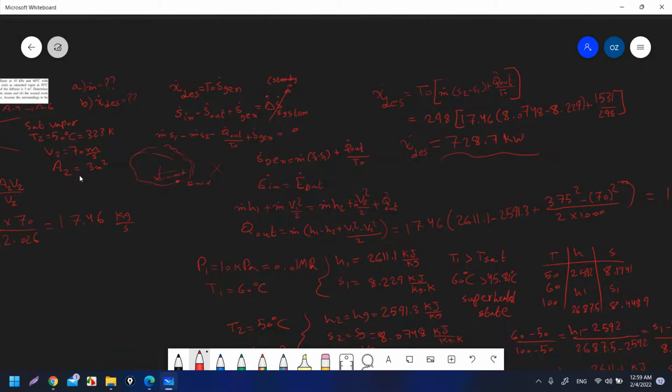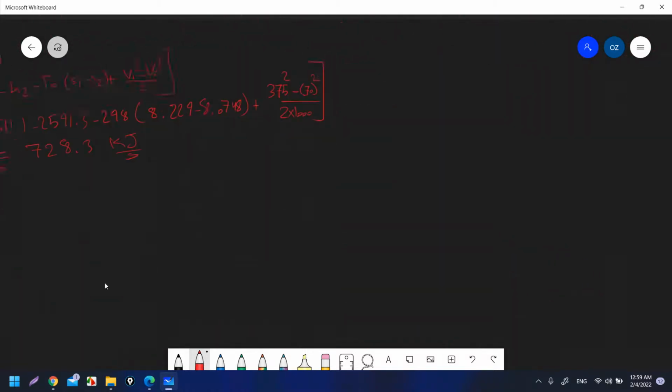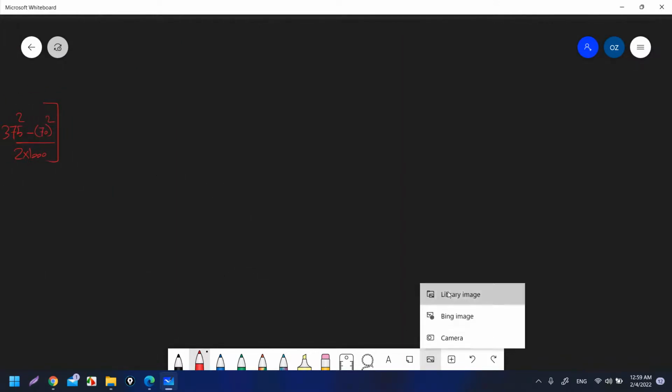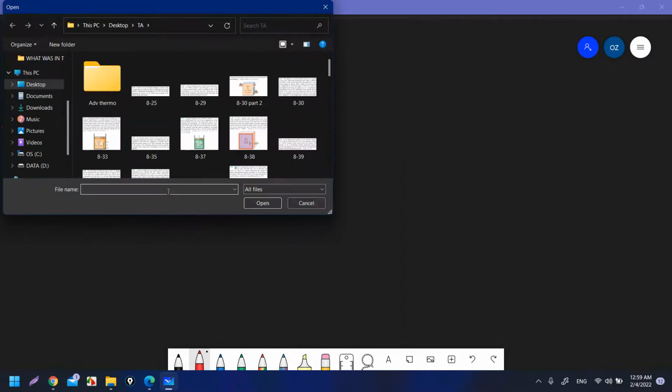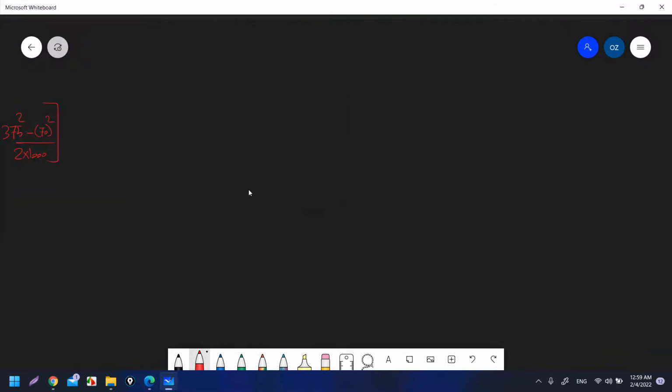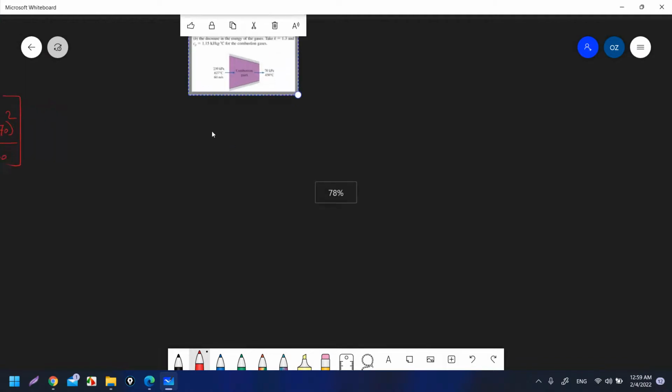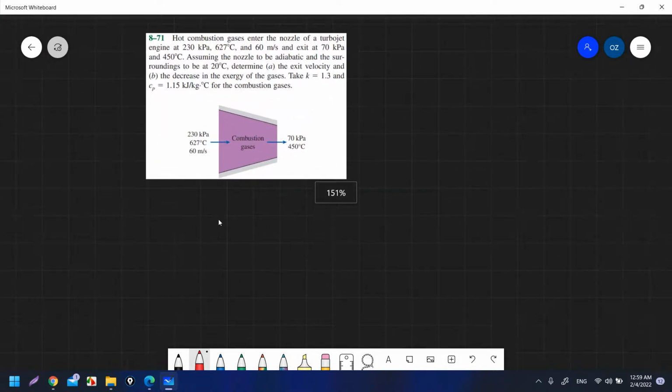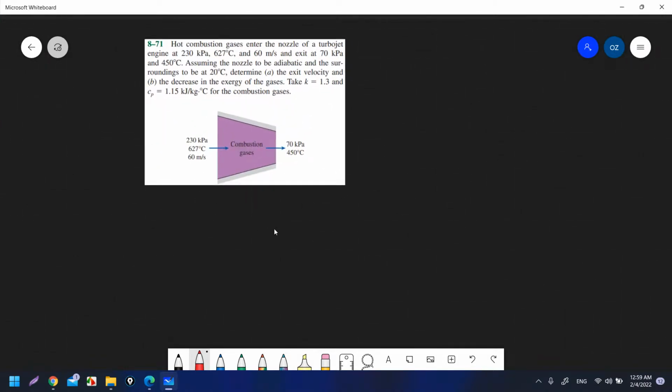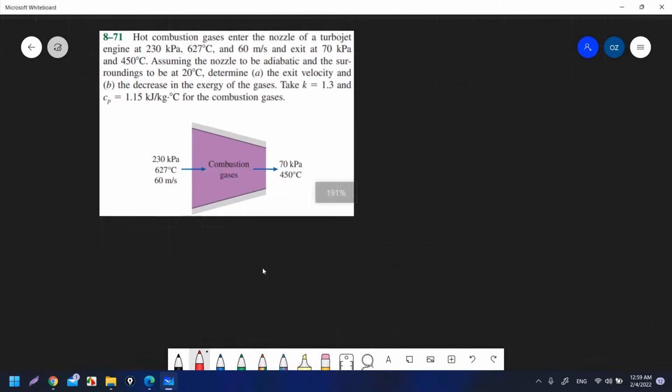Let's go for the last question, and it is a question that came before in a previous exam. Okay, let's see the last question. Finally, he drew the nozzle.